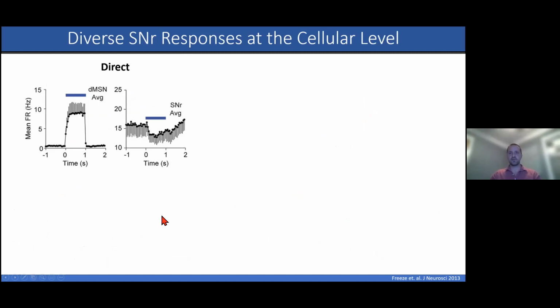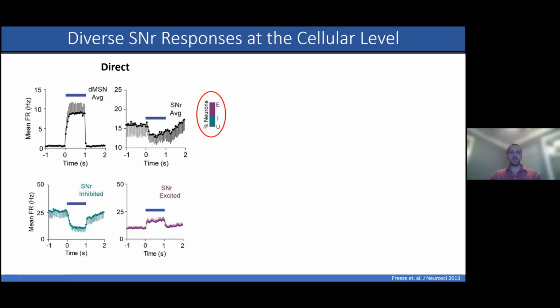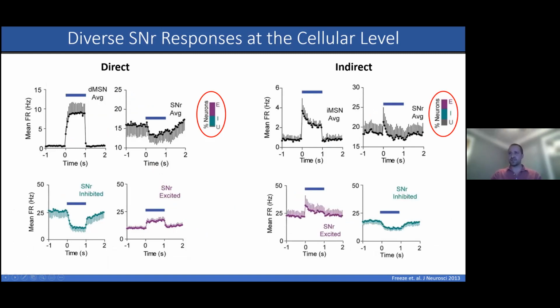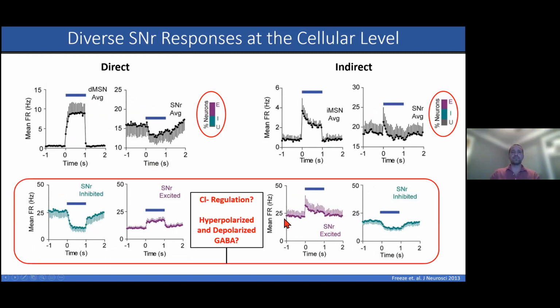But if you look a little bit closer at what's happening within the SNR neurons, you actually get a lot of neurons that are inhibited and excited, in this case with direct pathway stimulation. And with the indirect pathway, it's kind of the same story. The average effect here in the SNR is excitation, but you have some neurons that are excited and you have a lot of neurons that are inhibited. And you also have a substantial number of neurons that have no effect. All right, so then the question is, can these diverse responses be driven by chloride regulation or chloride dynamics that can result in hyperpolarized or depolarized eGABA?